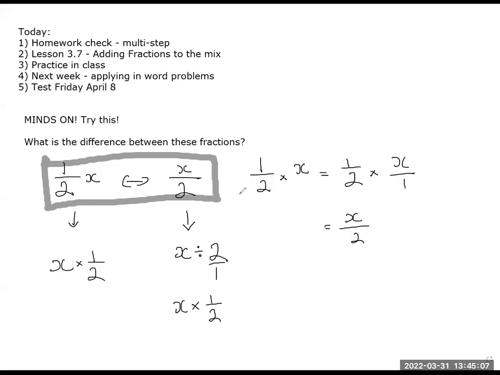So the question might be, why am I bringing up this fraction business as a minds-on? You're going to be seeing stuff like this as we do algebra, and I need you to be comfortable not only with fractions, but also with getting rid of fractions. Like if we were doing reverse BEDMAS, so algebra, how do you get rid of a division of 2?